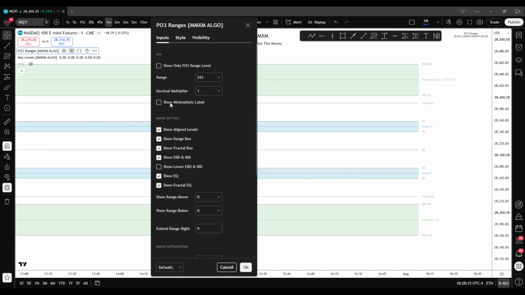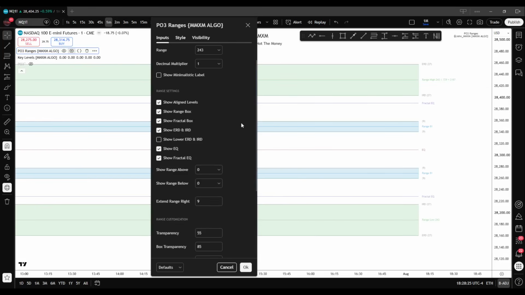Next up, you have show minimalistic labels. All this does is change the labels on the side so they're basically abbreviated. I really don't care much for it, but I know some people do. Then you have show align levels. Without this, you don't know which ranges are aligned. For example, we know that this range high is also a 729 high and a 2187 high.